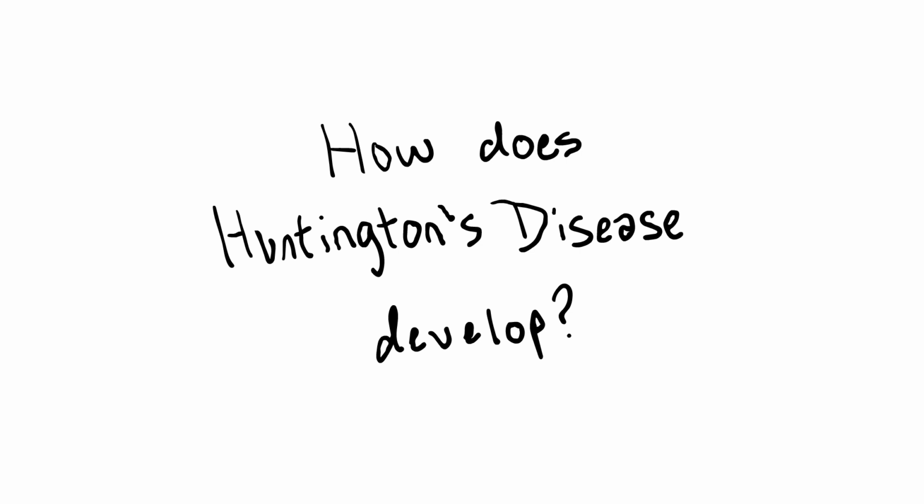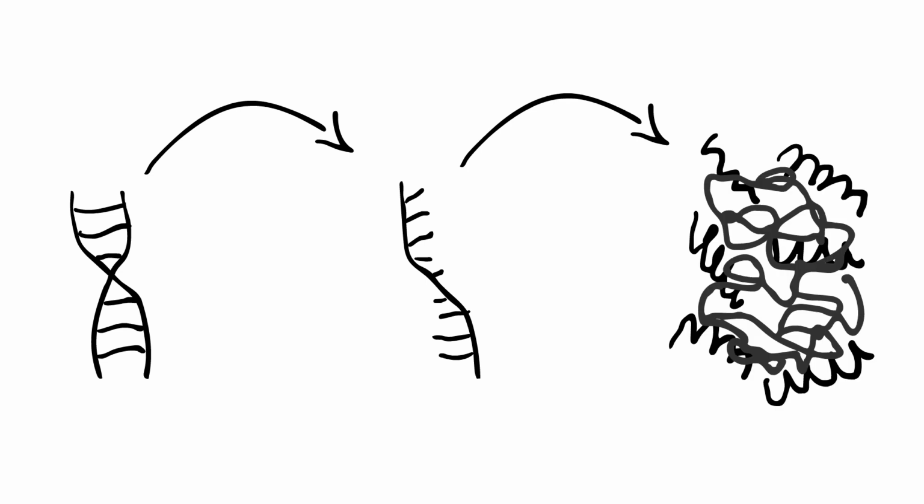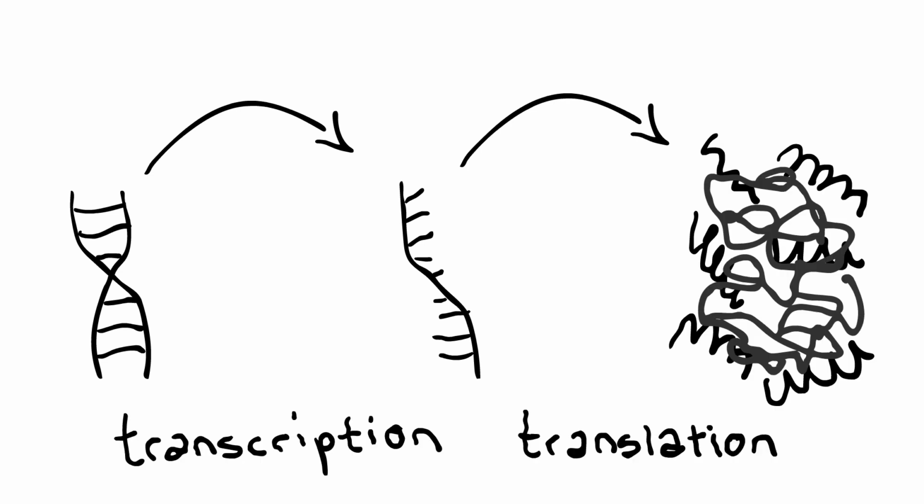So for those affected, how does Huntington's disease develop? This is called the molecular pathogenesis, or how a disease starts and progresses. DNA gets converted to RNA, which gets converted into protein, in 2 processes called transcription and translation. When the CAG trinucleotide repeat is transcribed and translated, it encodes for an amino acid called glutamine.